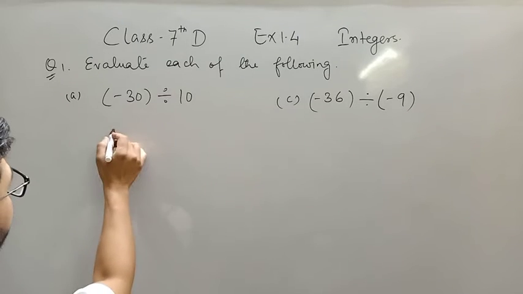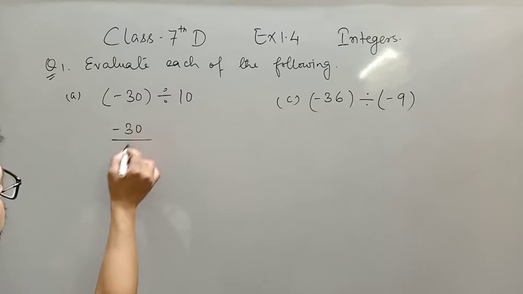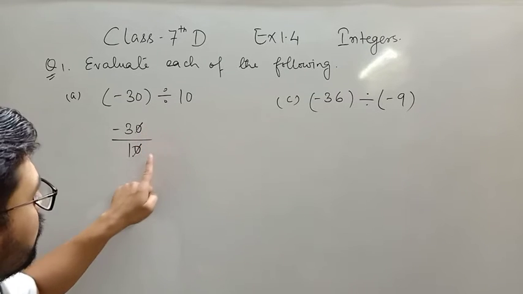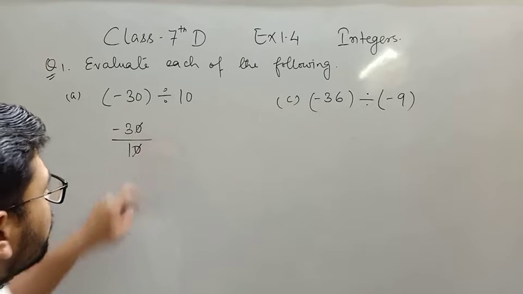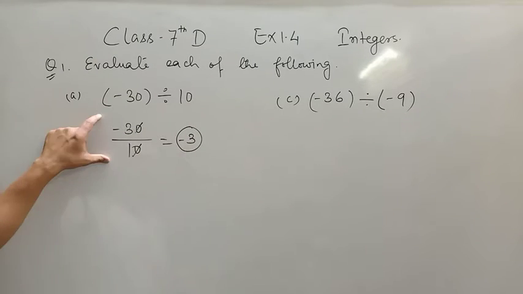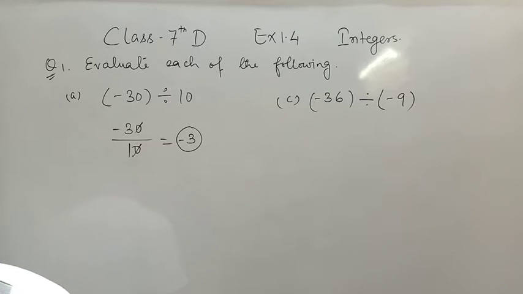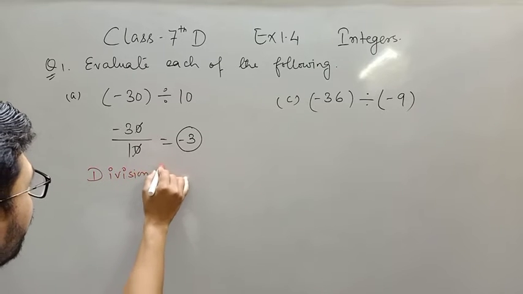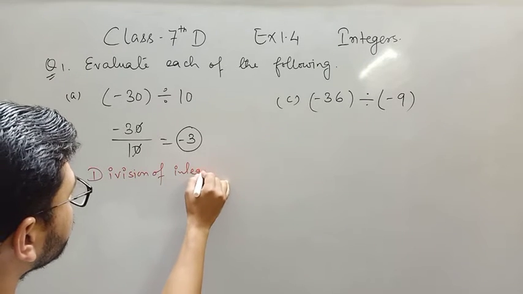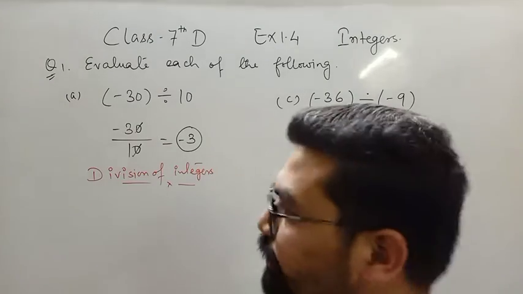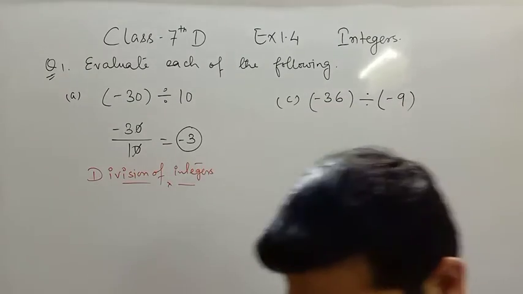So this is basically a division of two integers. How can I represent this? Minus 30 divided by 10: the 0 is cancelled out with the 0. Actually, 10 threes are 30, so the answer is minus 3. So this is the simple division of two integers. Any doubt?